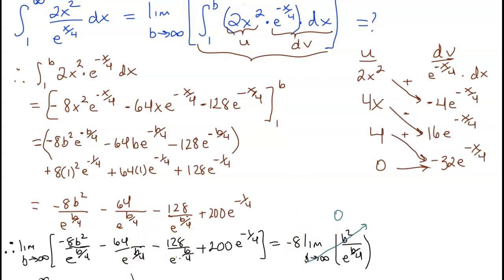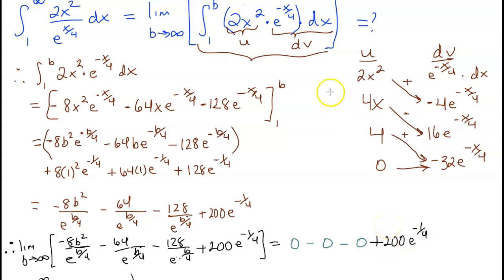So again, just to save myself some space here, I'm just going to rewrite all this in those first 3 terms. We know that the limit of that is just going to go to 0. So this is going to be 0 minus another 0 minus another 0. And then, of course, all we have left after that is the plus 200 e raised to the -1/4.